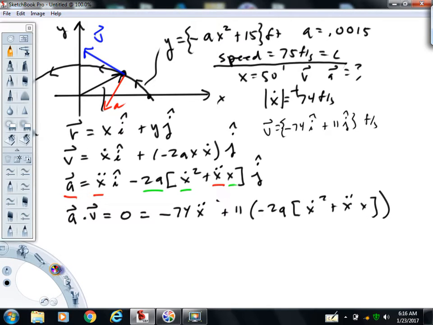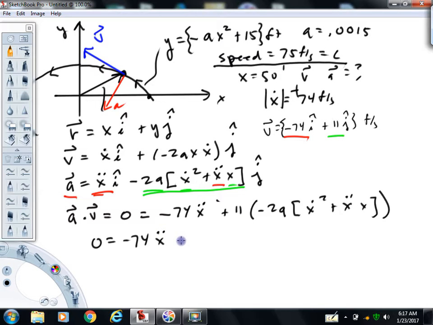So what I did when I dotted these, I want to go through this. I just took the x component of this vector times the x component of this vector, plus the y component of this vector times the y component of this vector. So that's a dot product in component form. All right, so let me go ahead and write this equation out here. 0 equals minus 74 x double dot.